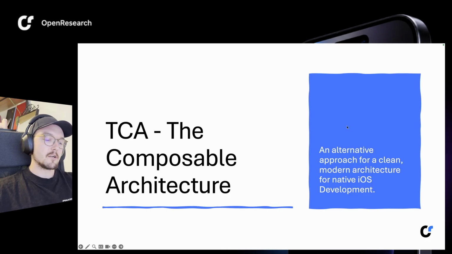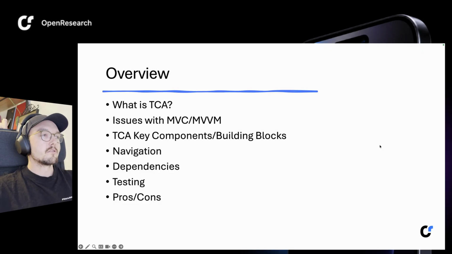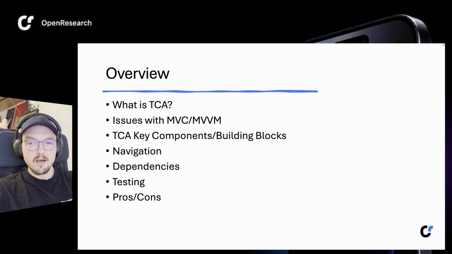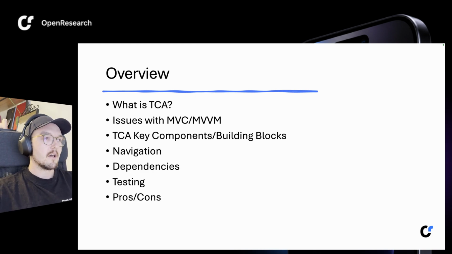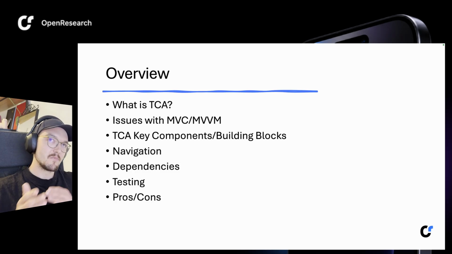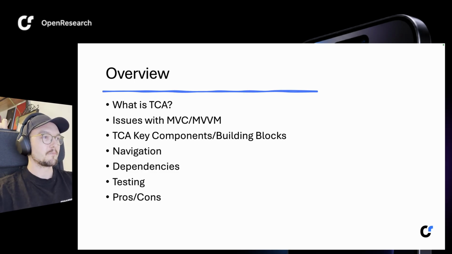Let me start with a small overview of what I would like to talk about today. So the first thing is, what is TCA? What is the motivation behind it? Who is behind it? And how was it invented? Then I want to talk a bit about other architectures commonly used in iOS development, mainly MVC and MVVM, and why the team behind TCA decided a new architecture is actually needed.